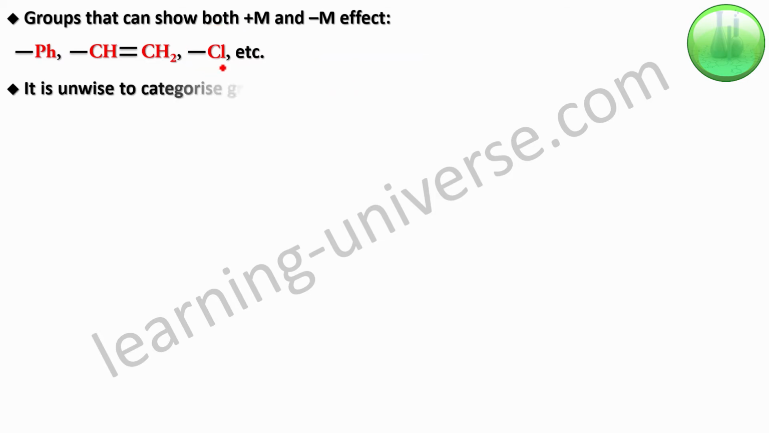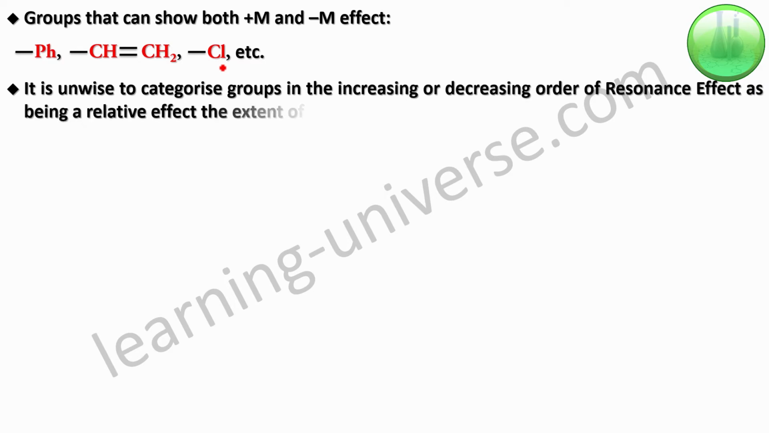And it is unwise to categorize groups in the increasing or decreasing order of resonance effect. Being a relative effect, the extent of resonance depends on the group it is attached with. This we've already talked about in the beginning. It is unfair to talk about groups saying this has a minus M greater than this, or this has a plus M greater than this, because it varies depending on the group it is attached with. It's a relative effect.